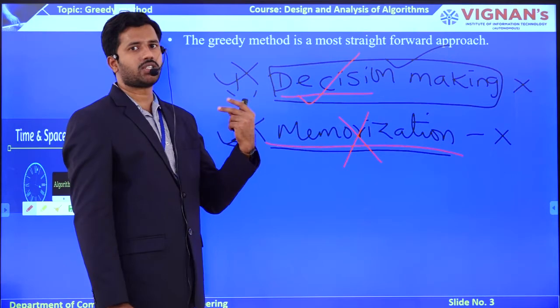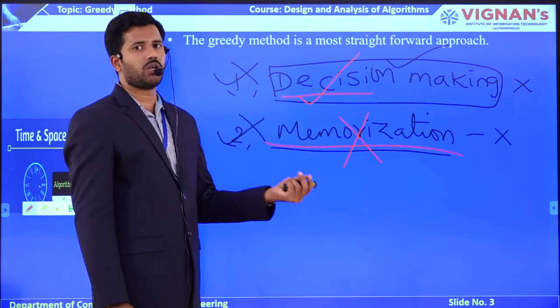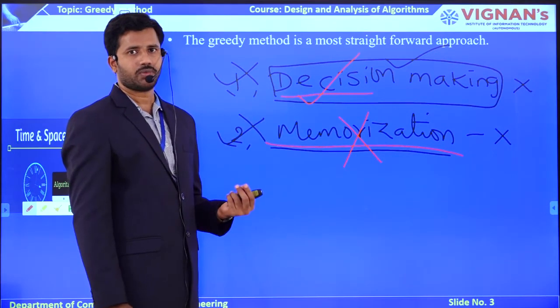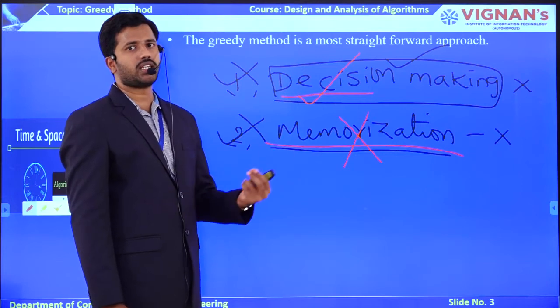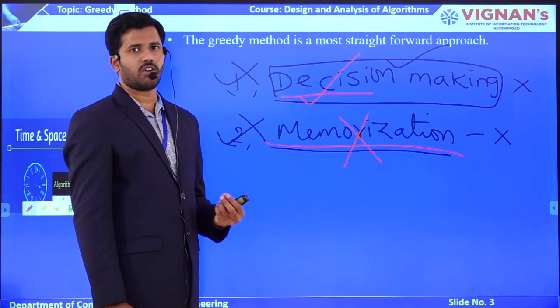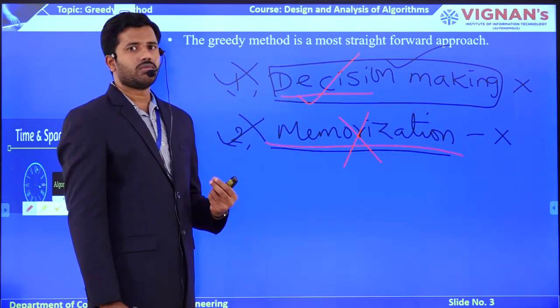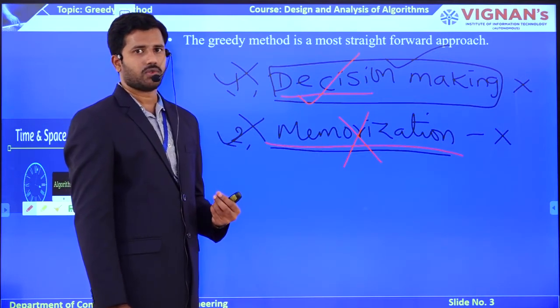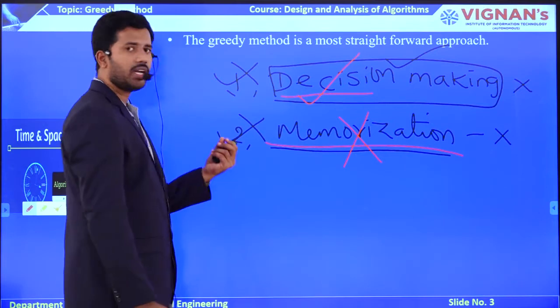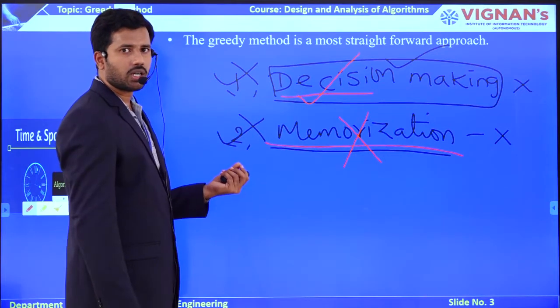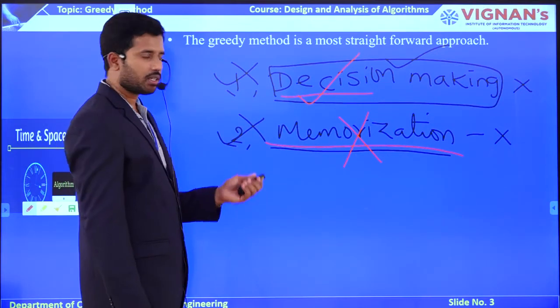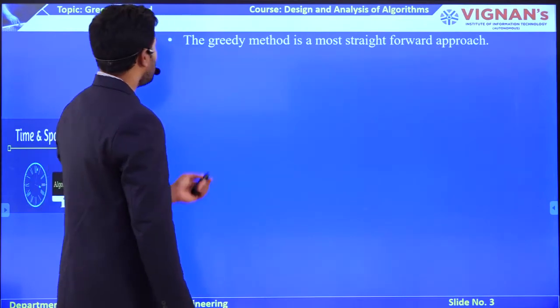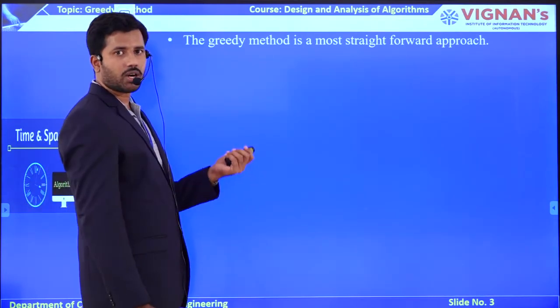So if you are finding a shortest path, ultimately your solution is going to be your minimum solution. In another example, if you are finding the profit of a particular item, then ultimately the optimal solution is going to be the maximum solution. This is the way you have differences between the divide and conquer technique as well as the greedy technique. Now, let us focus on the definition part of the greedy technique.